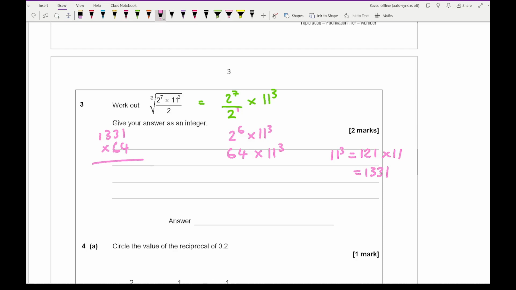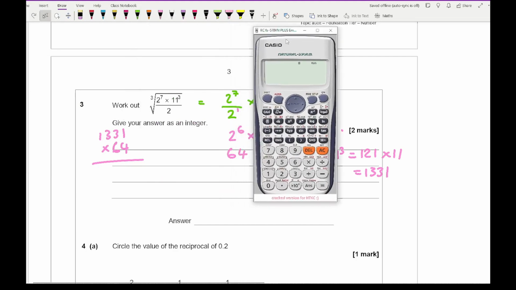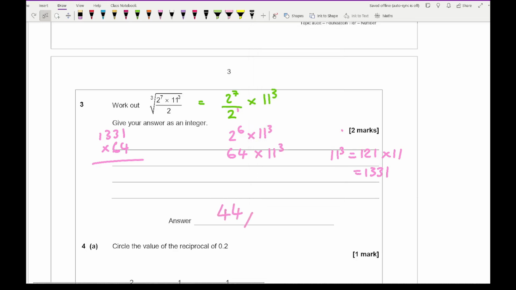But personally speaking, for 2 marks, I would say this is definitely going to be a calculator paper question. So all I need to do is get my calculator and just enter it as you see it. So shift root to get the cube root, then press the fraction button, and then use the power button to just fill in the numbers. I've just noticed, 2 to the power 7 times 11 cubed, and then scroll down to 2, press equals, and you get the correct answer of 44.